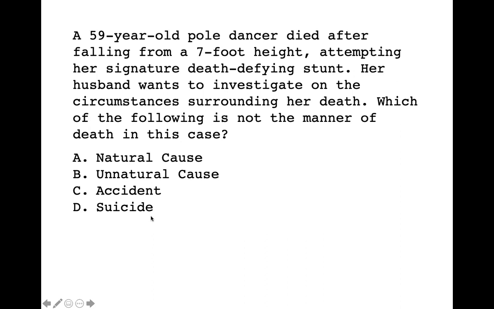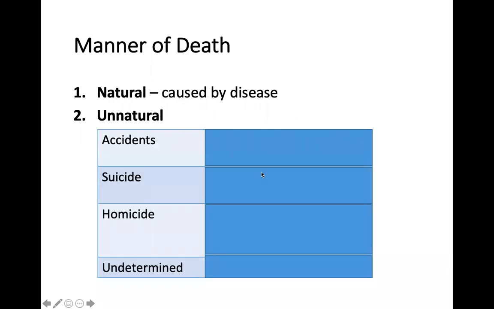O pwede din, actually medyo tricky itong case kasi pwede din siyang accident or pwede din siyang suicide. For example, ayaw na niyang mabuhay, so gusto na niyang nilagyan. For example, pwede din murder. Okay, minurder siya ng husband niya, nilagyan ng oil yung pole, okay? Or aksidente talaga. All right? So having said that, the manner of deaths are of two types. Now we have the natural and the unnatural, as I have mentioned earlier.